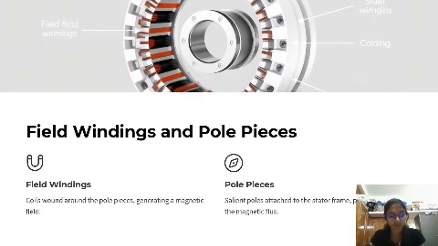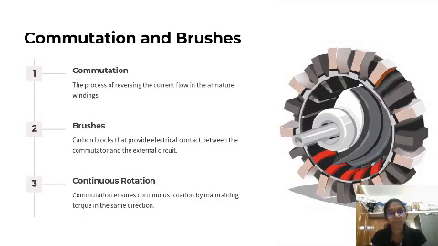Next, when we come to field windings and pole pieces. Field windings: coils wound around the pole pieces generating a magnetic field are called field windings. Pole pieces: salient poles attached to the stator frame, providing a path for the magnetic flux, are called pole pieces.